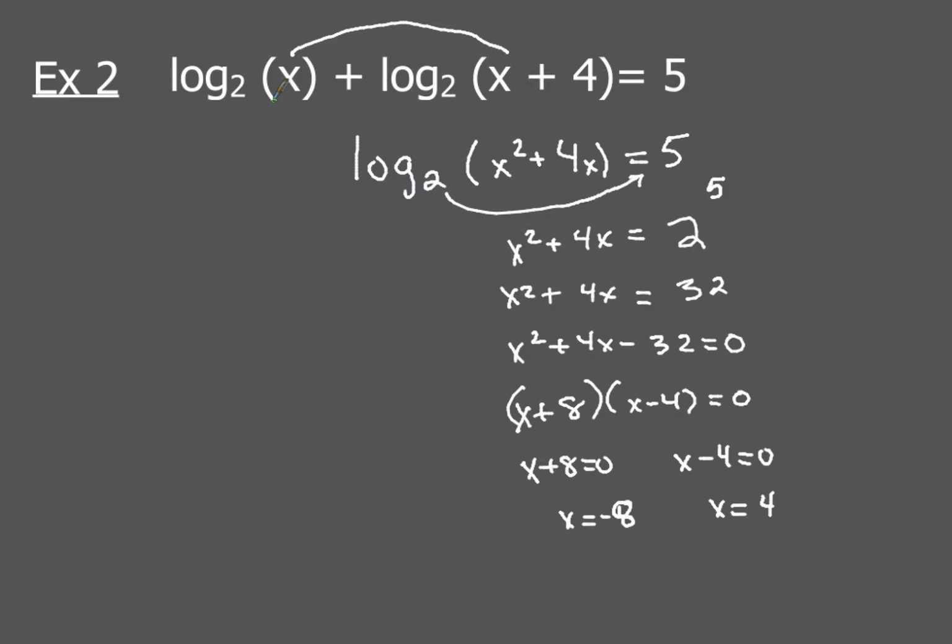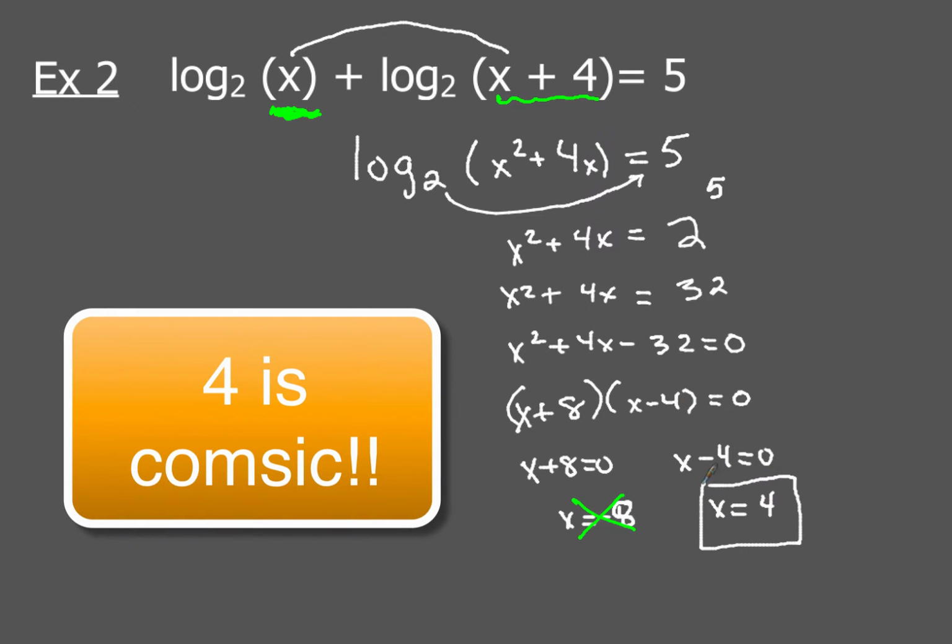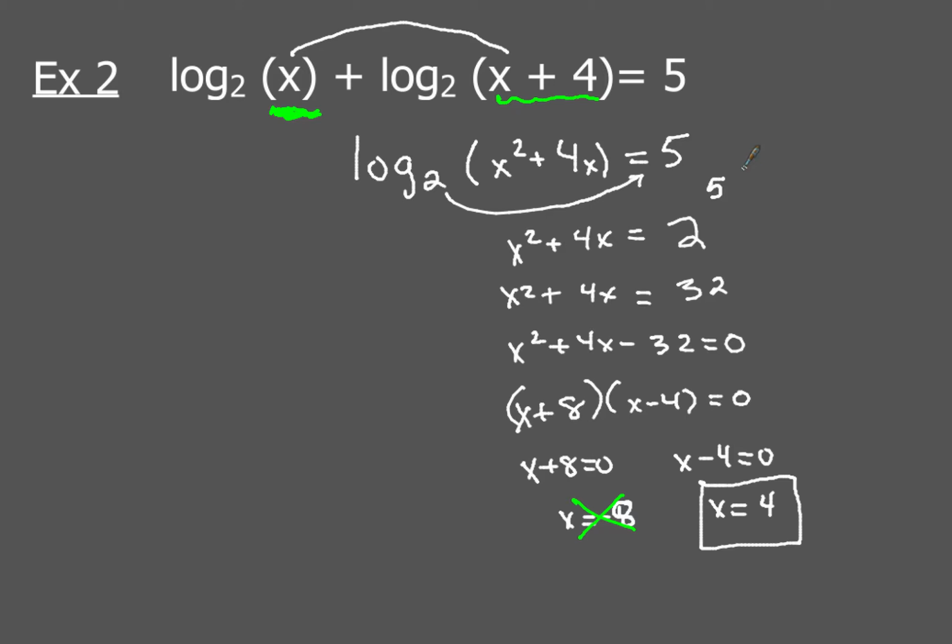And remember, the piece on the inside has to be greater than 0. So if we plug in negative 8, that is not going to be happening, because log base 2 of negative 8 is definitely less than 0, so no dice for you. But if we plug in 4, 4 works in both of them. Thank you very much for playing. 4 is our only solution.